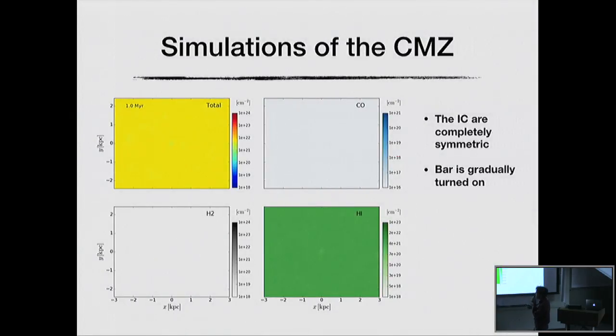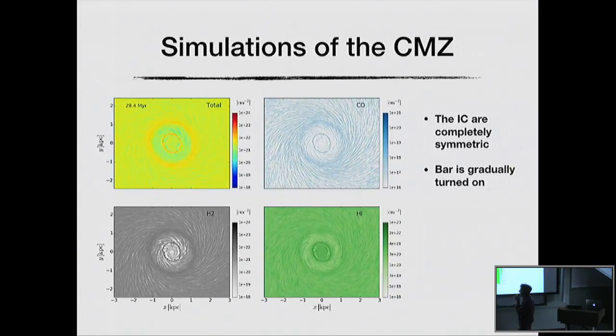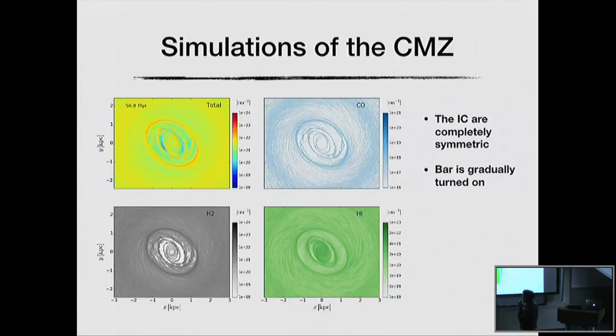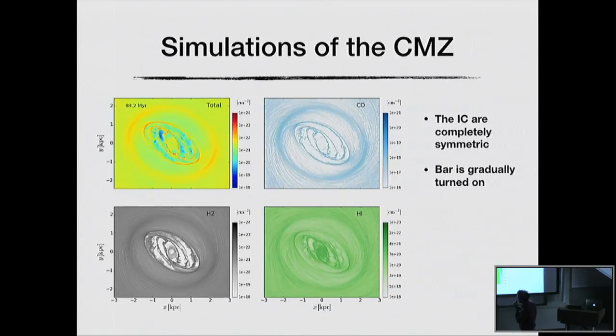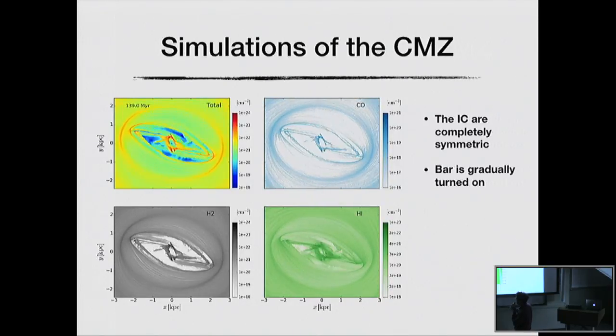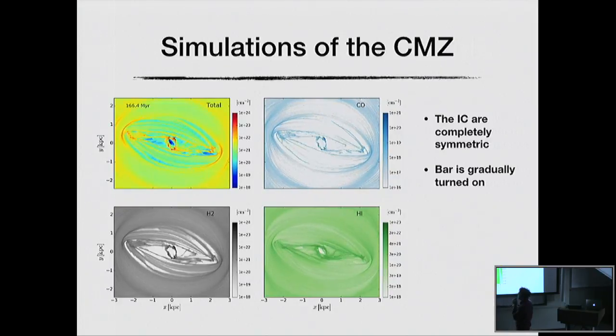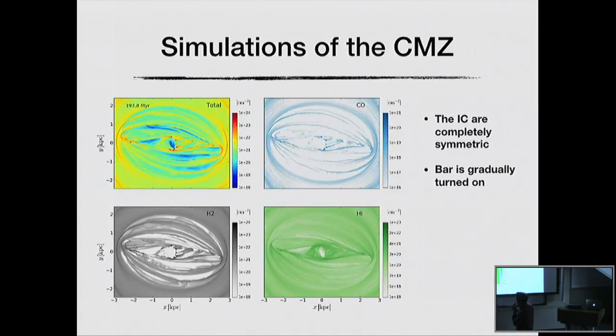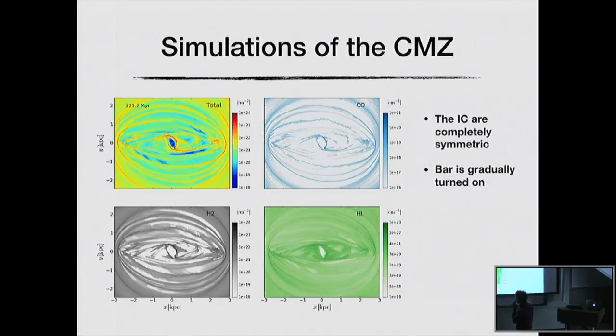So we start with rotationally supported, fully symmetric initial conditions, and we start with the potential fully symmetric, and we then turn the bar on gradually. We see that slowly the gas settles into the shape that I just described before, having the external X1 orbits, the internal X2 disk, and the shocks that connect the tip of the bar to the central molecular zone of our simulations.